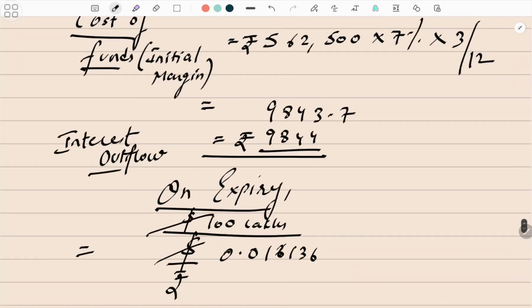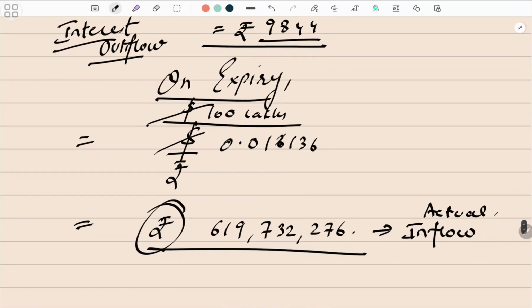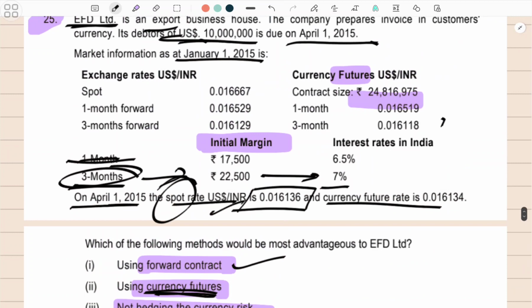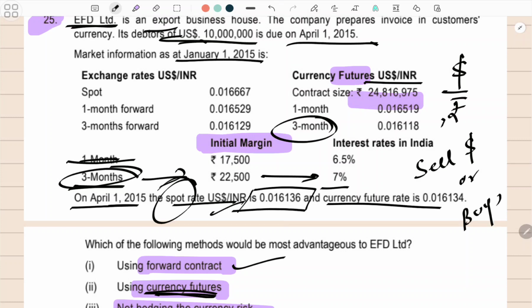I also had one outflow, which was in the form of interest. Two components. Now, on expiry, one more thing happens. See, on spot, I had booked a future contract. So that future contract will also expire. What was my contract? Here, see, 3 month, and this is a dollar by rupee quote. So I want to sell dollar or buy rupee.